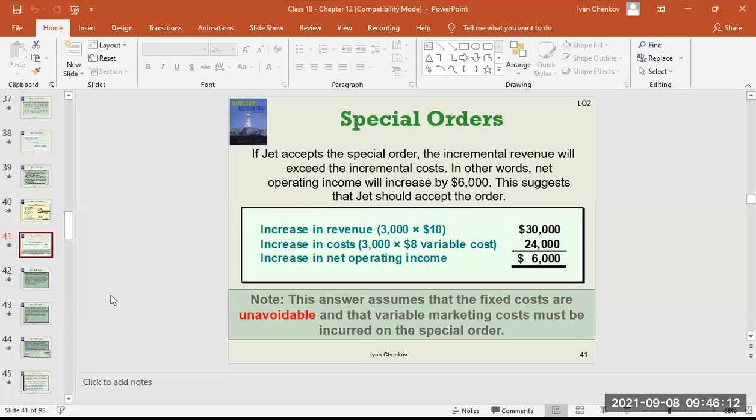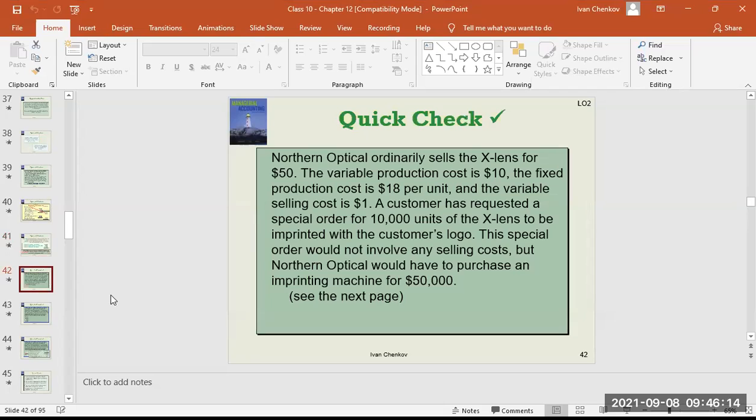And let's continue now with the special order. Let's do one quick check to see if you get it or not. So Norton Optical, this company, originally sells these lenses for $50. The variable production cost is $10. Fixed production cost is $18. And the variable selling cost is $1.